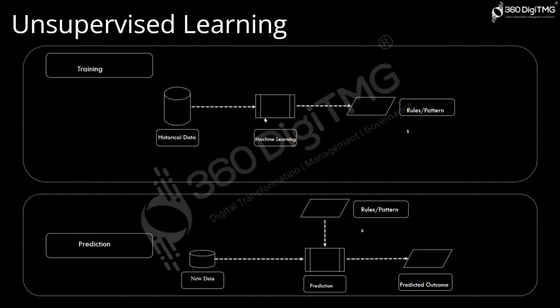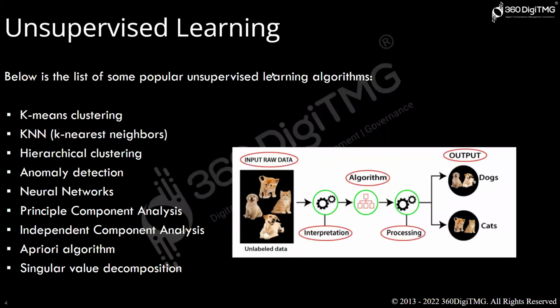Before going further, I want to show you this example. We have input raw data, which is unlabeled data, where we have cats and dogs, guys. How do we separate them? This is unlabeled data and I want to separate cats and dogs. So you do some interpretation and processing, use some algorithms, and separate the cats and dogs as output. So this is unsupervised learning.